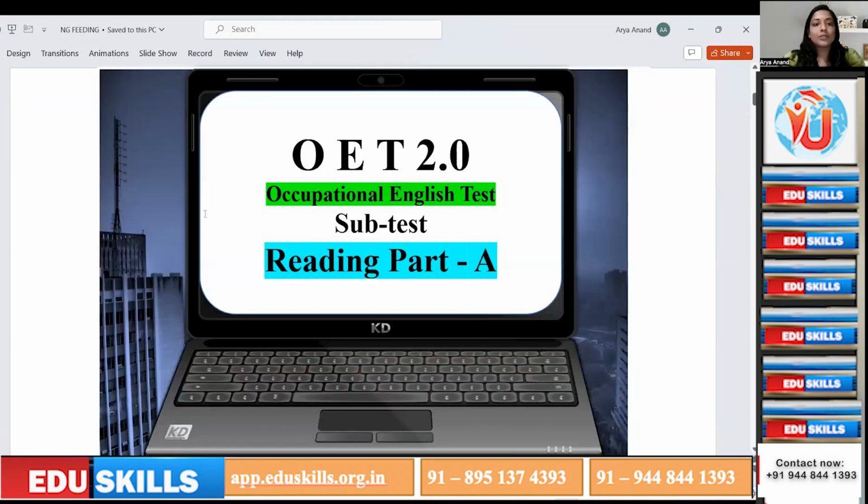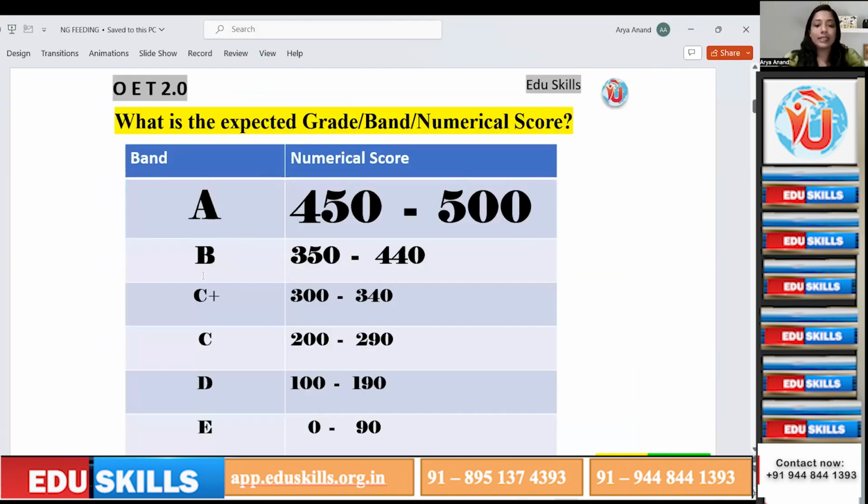Today we are discussing reading part A. As you all know, we are focusing only on A grade, not C plus, C, D, E and all. It's okay if more than 400. So what is the expected grade, band or numerical score? If you want A grade, then you need to score 450 to 500, B score, then 350 to 440.